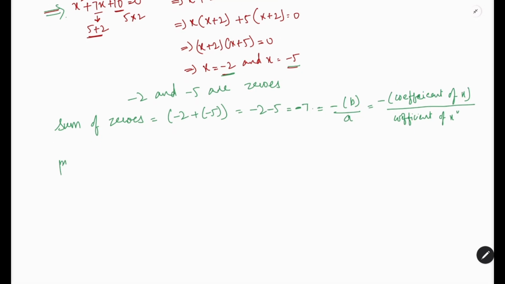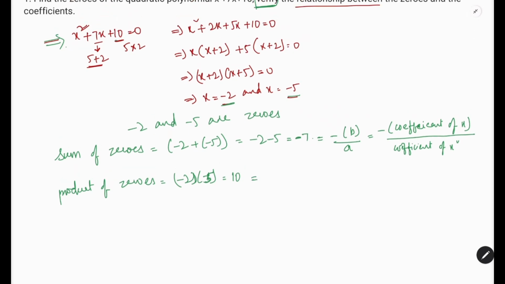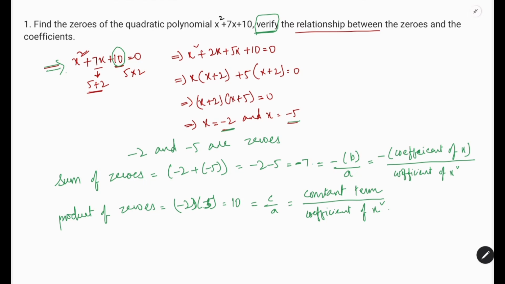Product of zeros equal to minus 2 into minus 5. Minus into minus cancel and 2 into 5 is 10. See, what is 10 here? 10 is the constant term. That means c by a. What is c here? Constant term divided by coefficient of x square. Okay, here we have verified it is same.